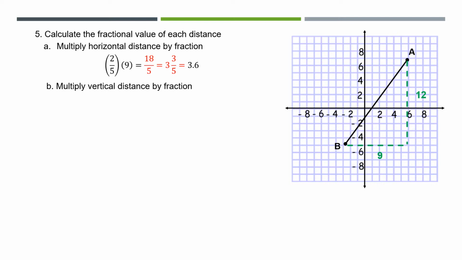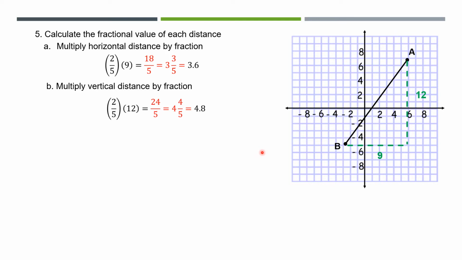Then we're going to multiply to get the vertical distance. So vertically it was 12, but again it's 2/5 of 12. So 2 times 12 is 24. So 24/5 equals 4 4/5, which is 4.8. From the black here to the black here, you could just put it in a calculator. You don't have to do these intermediate steps, but I wanted you to see them.